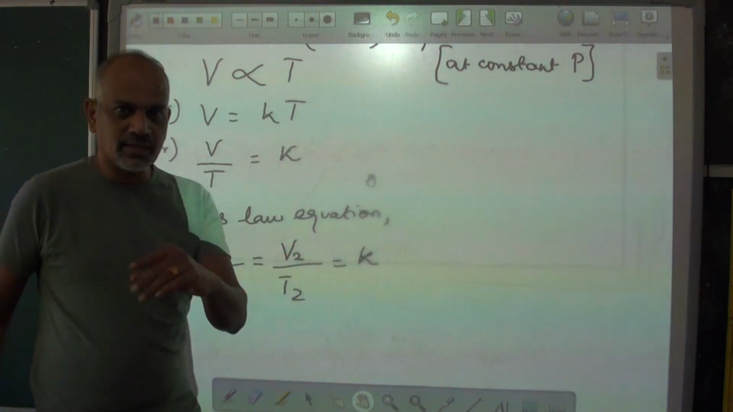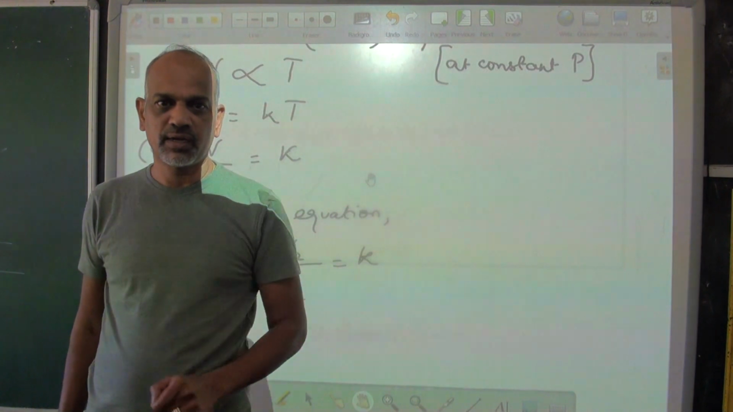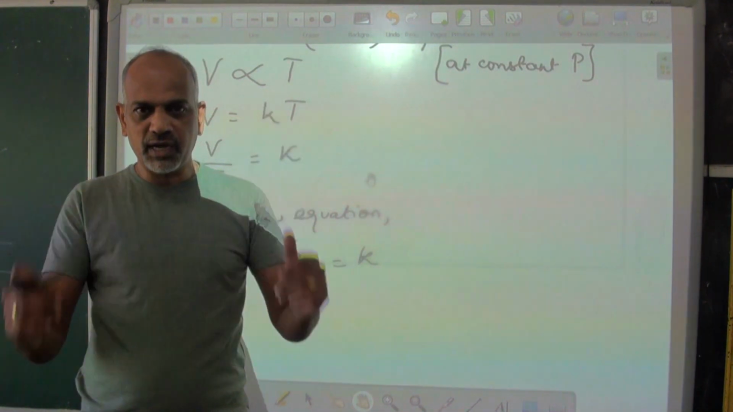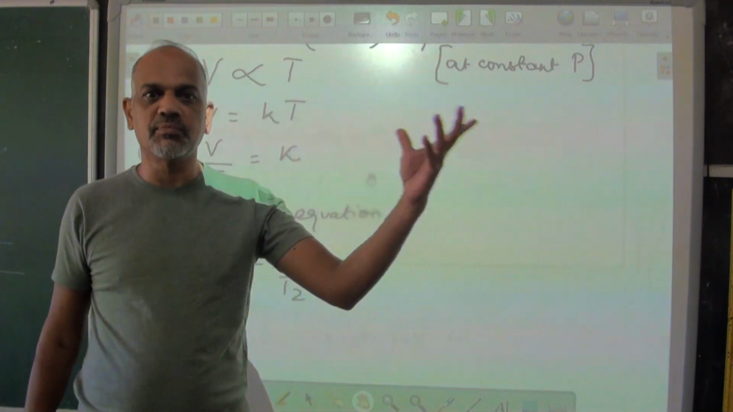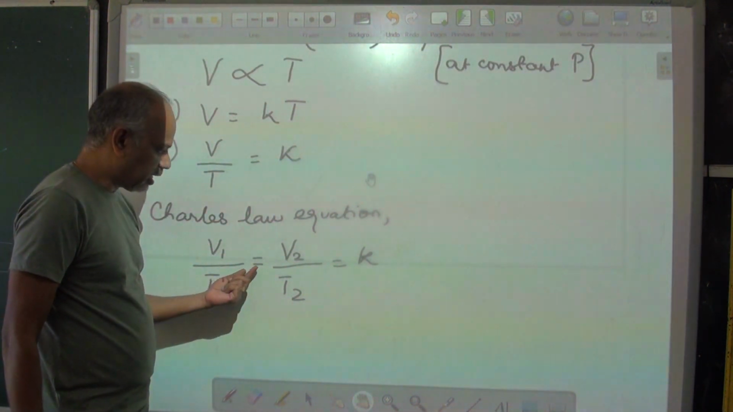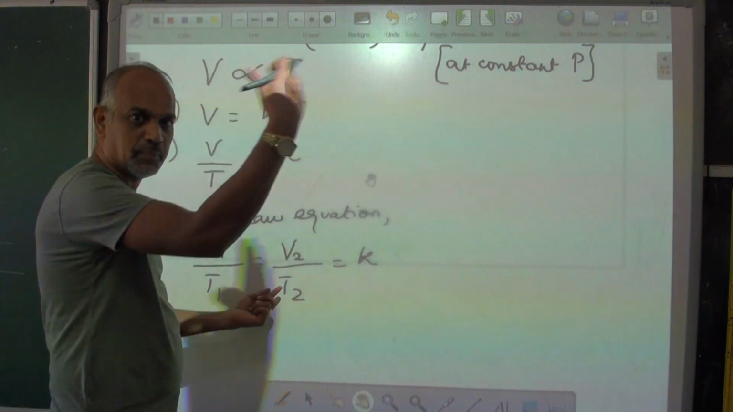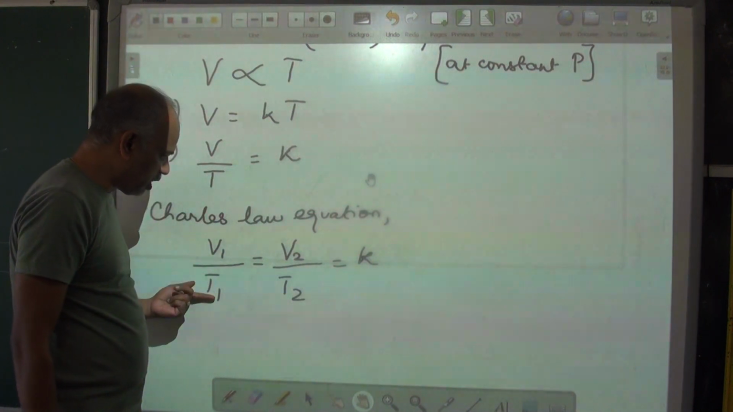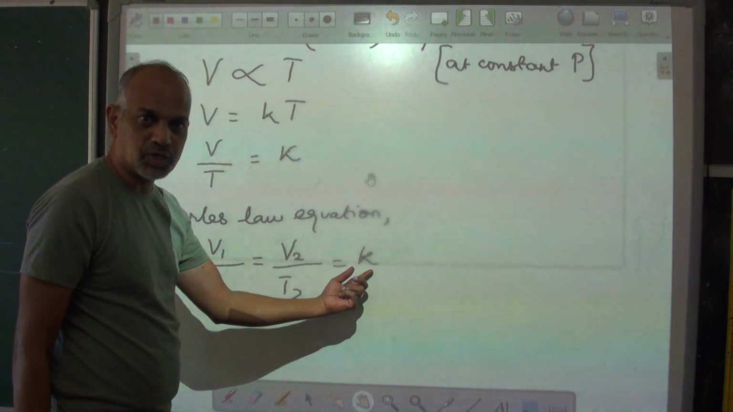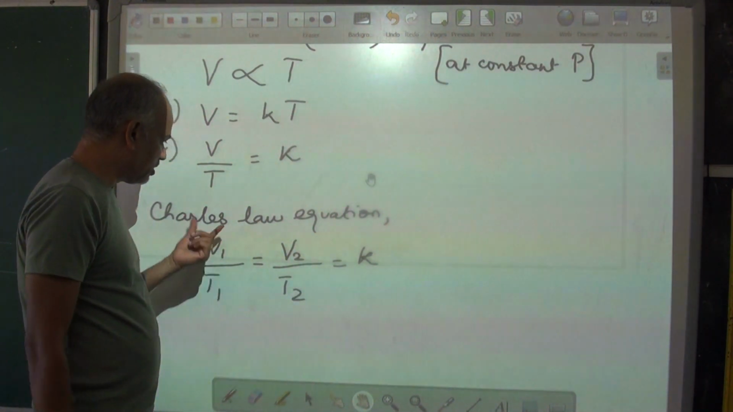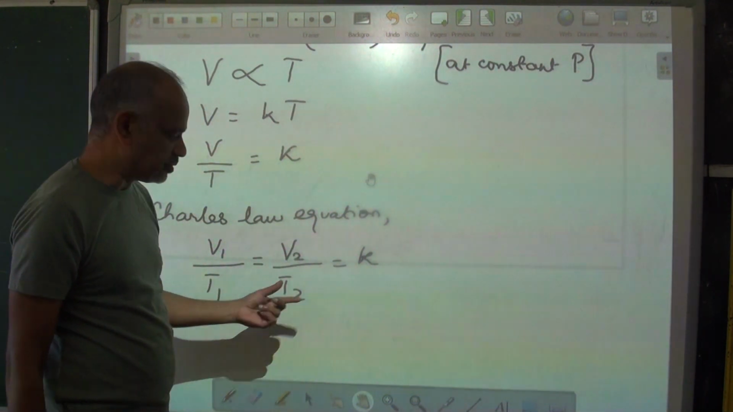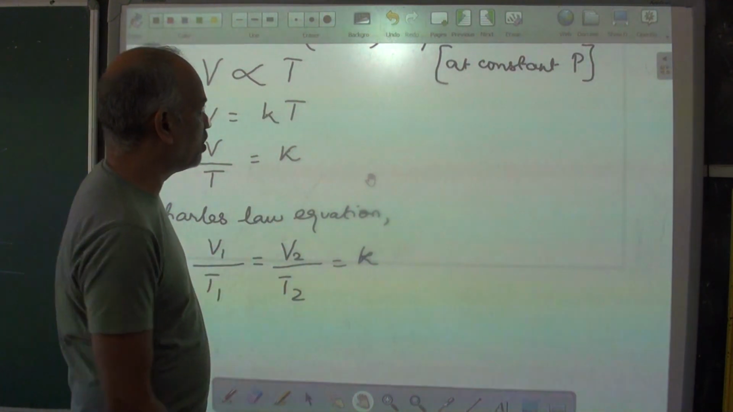If I take in one place, the volume is V1 and temperature is T1, and another place, volume is V2 and temperature is T2. If you divide volume and temperature, it will always remain a constant. That is V1 by T1, this is in the first place, is equal to V2 by T2, this is in a place which is different. If you divide volume and temperature, in both cases, both values will be the same. That is why I have written equal to a constant K. So this is Charles's equation. V1 by T1 is equal to V2 by T2. Using this Charles's equation, we are going to do a few questions.